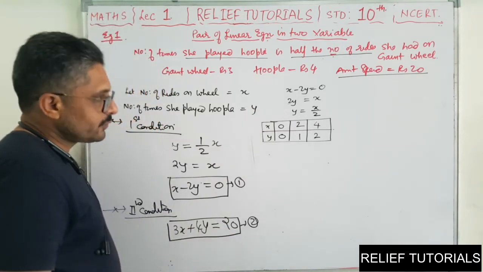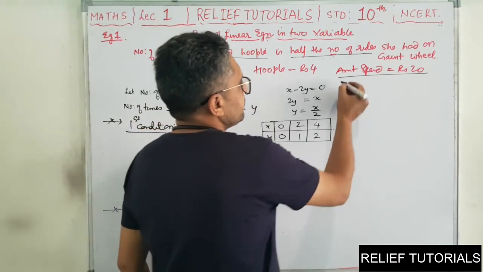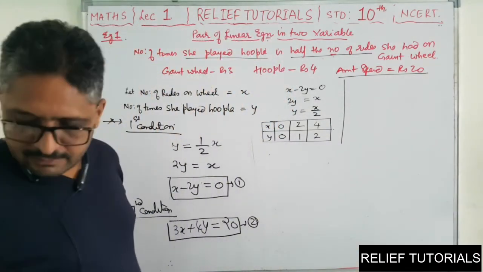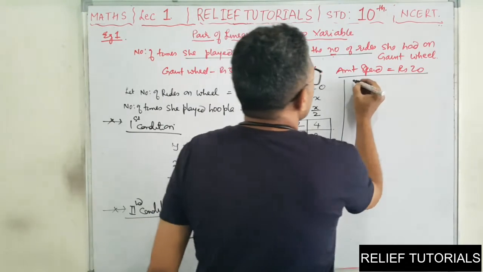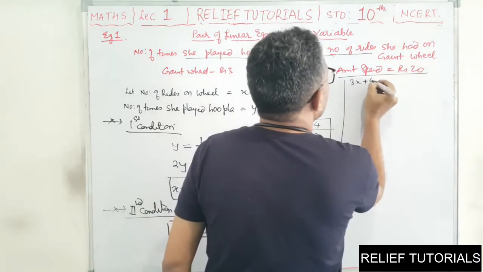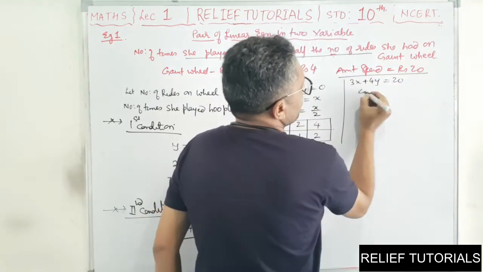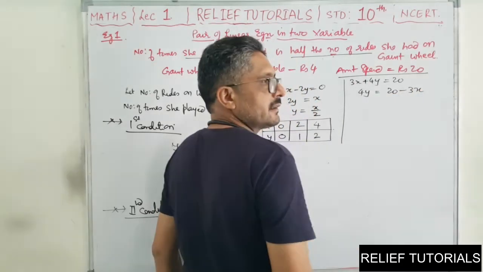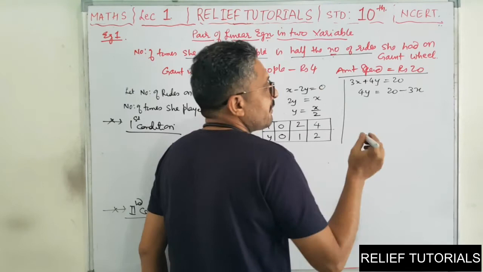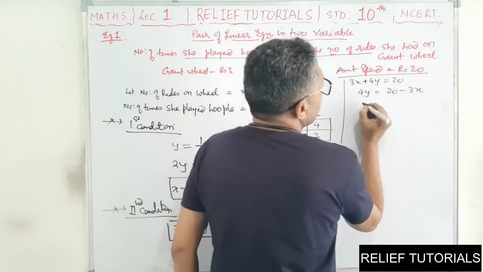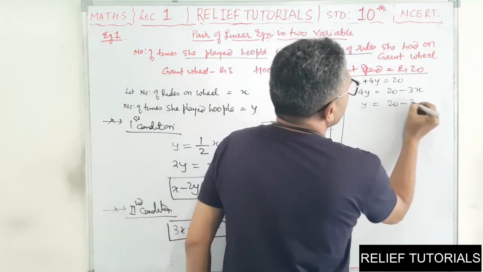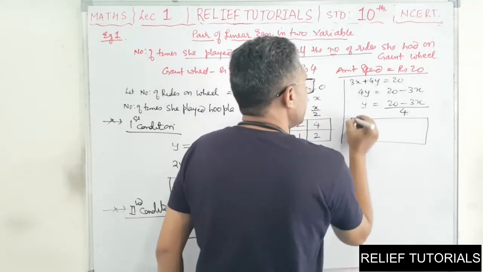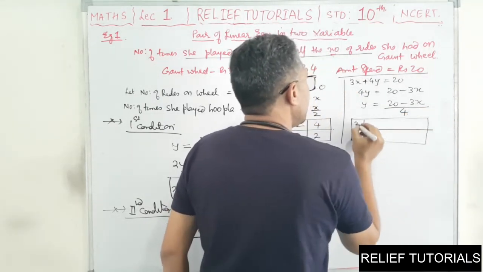Now we will see 3x plus 4y equal to 20. So 4y is equal to 20 minus 3x. Clear, friends? Obtain the value of y. You know that we have done graphs. Now y is equal to 20 minus 3x upon 4. So now I will write the table of x and y here.